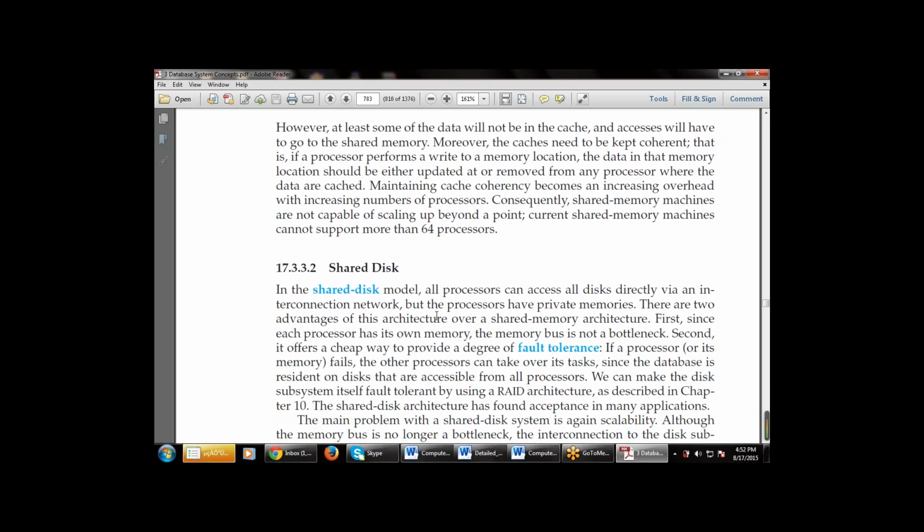By which we can access the data. So there will be a shared disk that processes the data in a shared manner. That is, the shared disk provides fault tolerance, which is used for the various capacities, as in the RAID system, that is, a redundant array of independent disks.